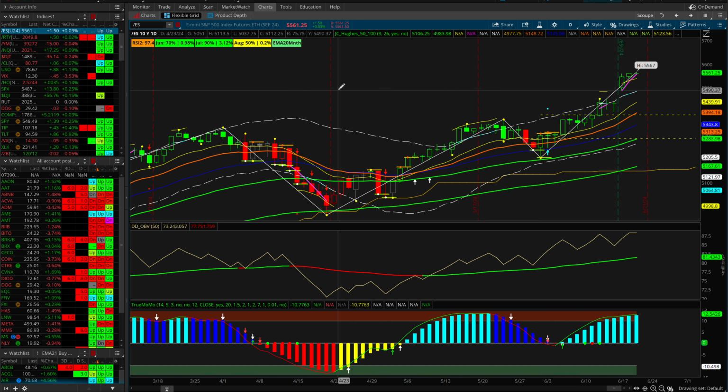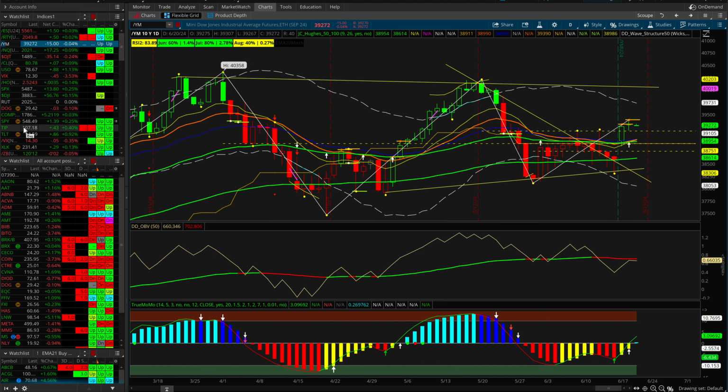That's the S&P 500. It went up today 13 points, or 0.25%. The Dow went up today 56 points, or 0.15%, and it's starting to show up again with green bars, and we're back up above the orange line.